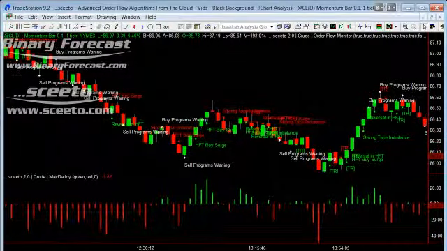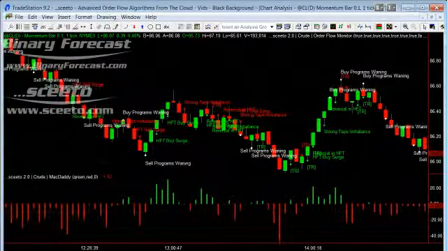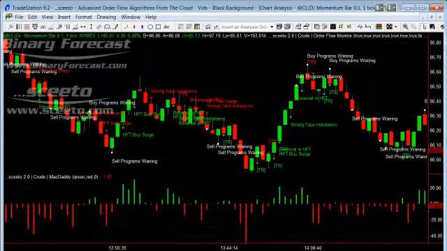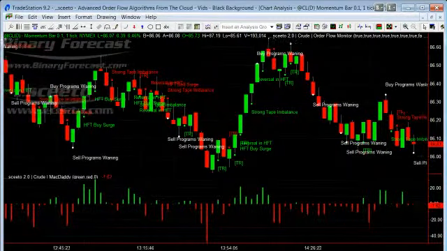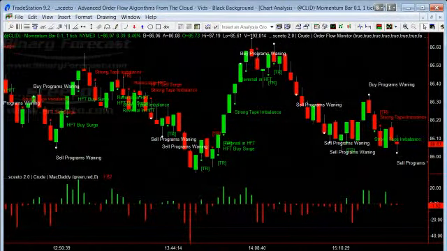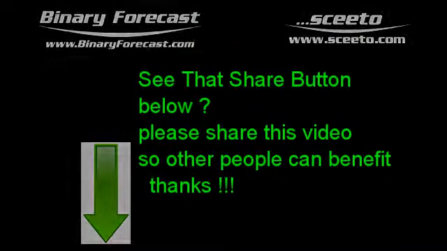Sceeto works with TradeStation, NinjaTrader, MultiCharts and CR Charts trading platforms. Sceeto can also be incorporated into TradeStation 9.1 and 9.2 beta strategies using EasyLanguage. Also note, Sceeto supports the new per second timestamps.